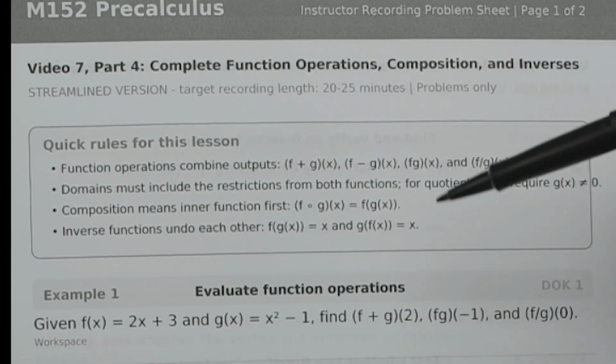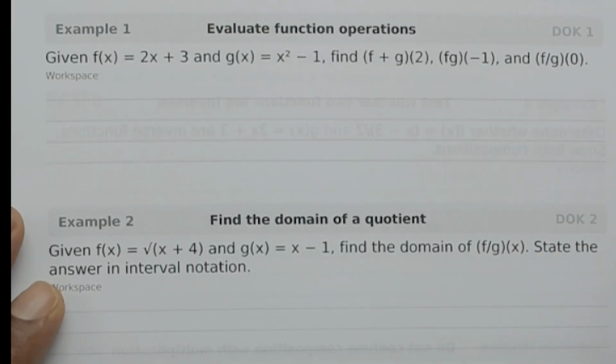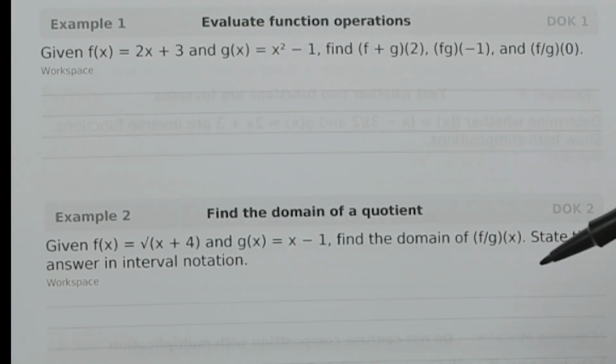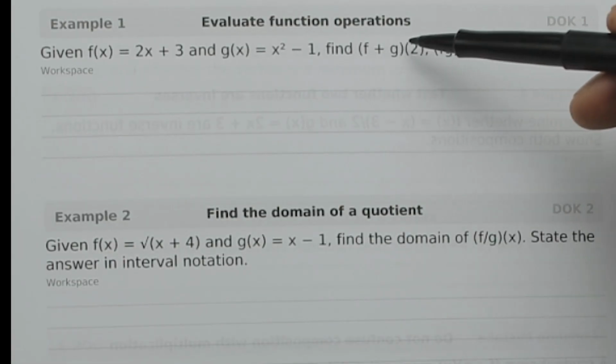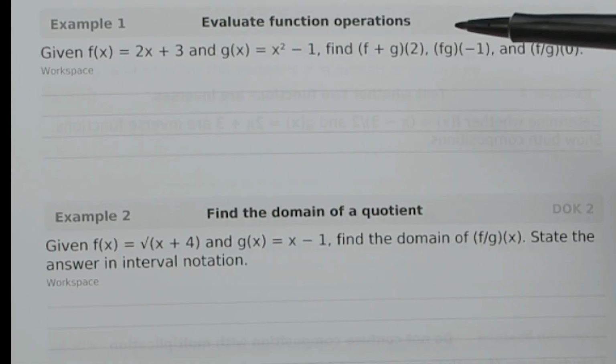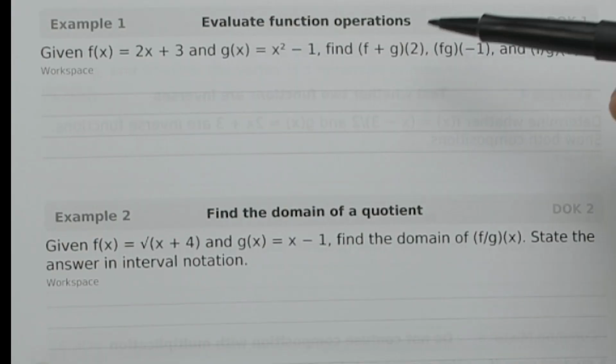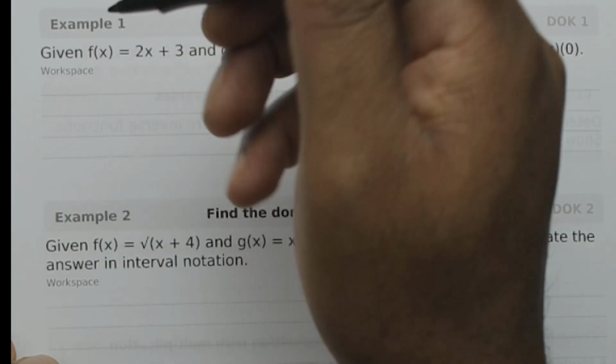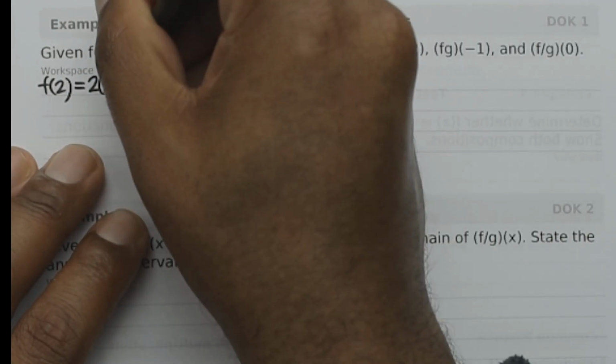Now, let's start by looking at the first example. Given f of x equals 2x plus 3 and g of x equals x squared minus 1, we want to evaluate based on these. The first thing we're going to look at is the expression f plus g of 2. What does that mean exactly? First we're going to find f at 2, which is taking f and replacing x with 2. So we have 2 times 2 plus 3, which is going to be 7.